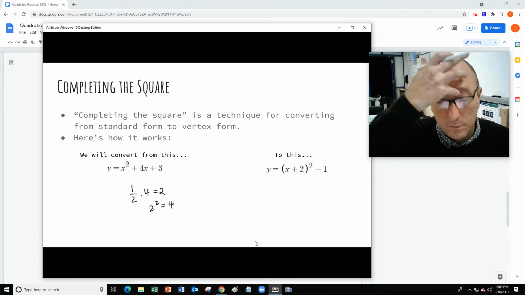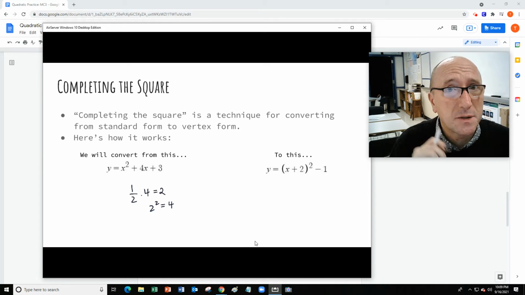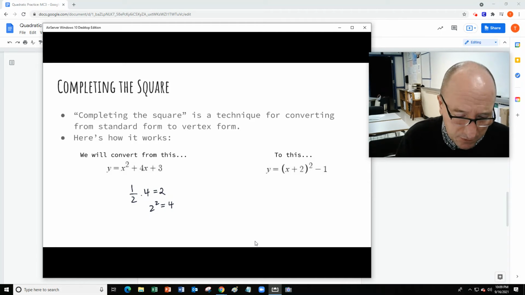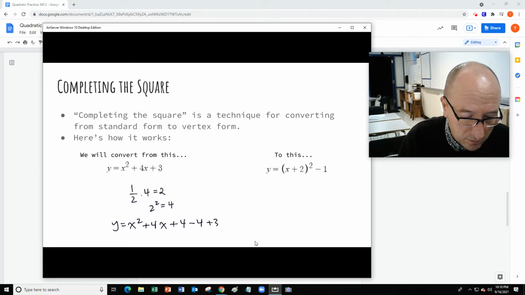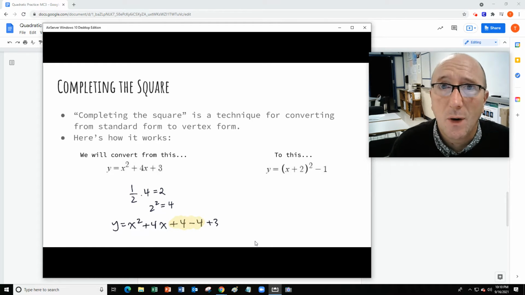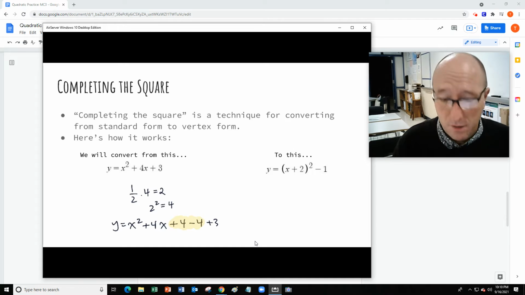Now that 4, I'm going to add and subtract that 4 to the standard form. So I'm going to write it this way. y is equal to x squared plus 4x plus 4 minus 4 plus 3. Now notice what I did there. This plus 4 and this minus 4 are simply 0. I didn't change the quadratic in any way. I just put a very creative 0 in there.